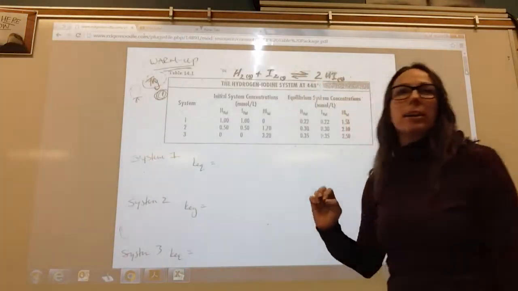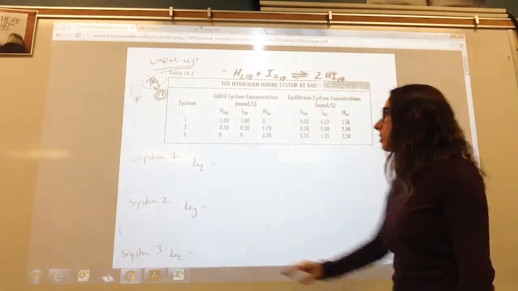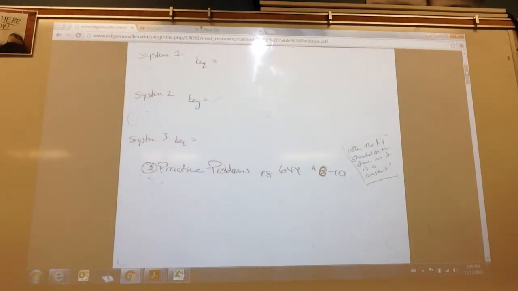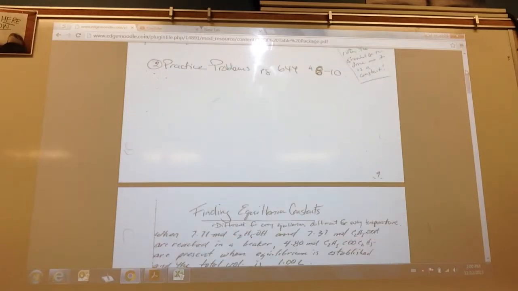So this is the ICE package. This is the warm-up. If you want to do these 3 systems, you can. But in the interest of time, we're going to go through. We've done those 8 to 10 practice problems.